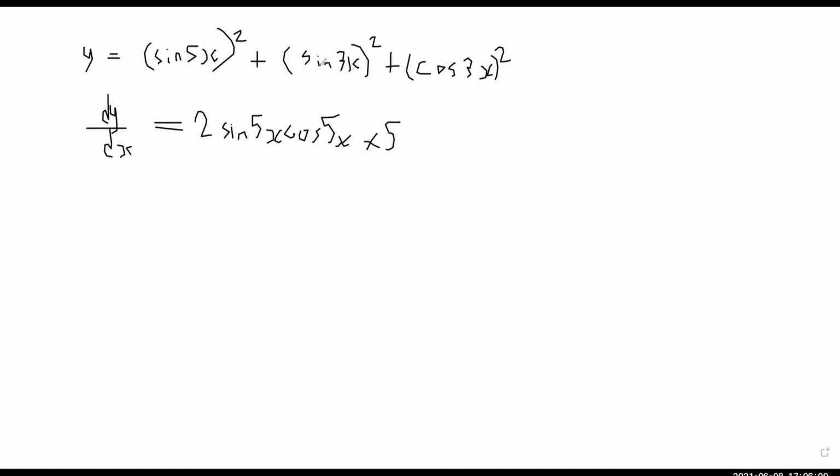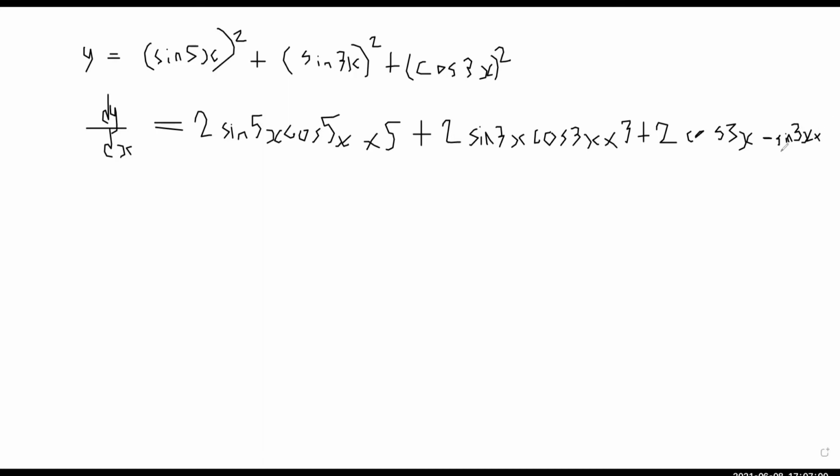Following that same pattern to differentiate (sine 3x) all squared, you carry down the power 2, subtract 1 from the power, and it becomes sine 3x. Multiply by the derivative in this bracket, which is cos 3x, then multiply by the derivative of the 3x, which is 3. We'll do the same for the next term: carry down the power 2, subtract 1 from the power to get cos 3x, multiplied by the derivative inside the bracket. The derivative of cos 3x is minus sine 3x, then you multiply it by 3.